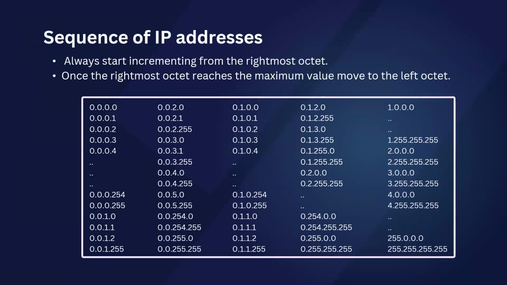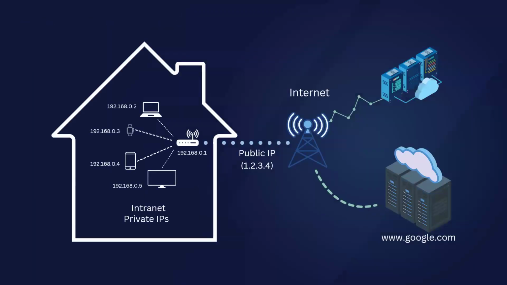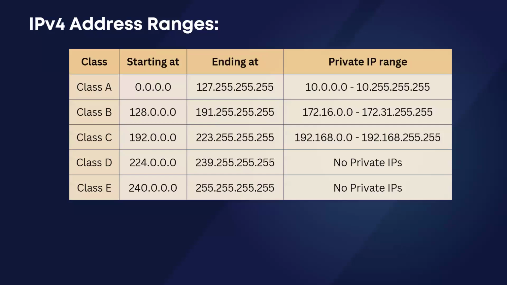In today's class, we're going to talk about the different classifications. So what are classes? What are the ranges? And what is the relevance of each class? Why do we have five separate classes? Why not just one single class with some public and private IPs? Okay. So before that, let me specify these ranges, guys.